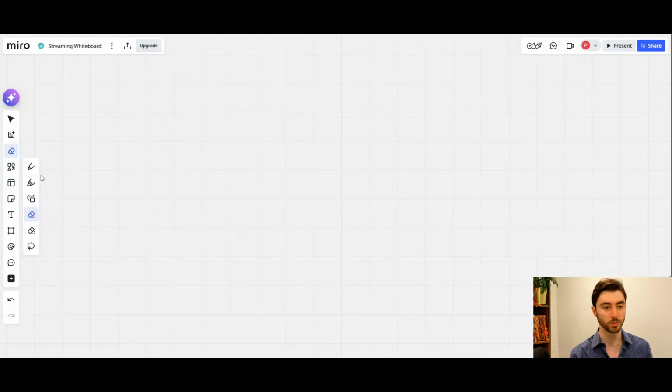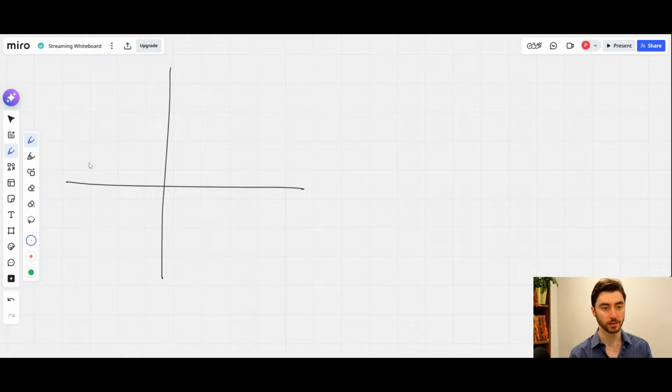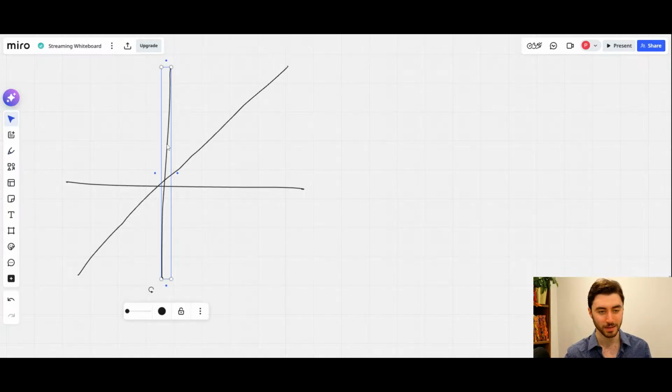Nope. Swing and a miss. Right. I should really get the straight lines out, but whatever. So wire, close enough. Let me move this. Is it going to move?